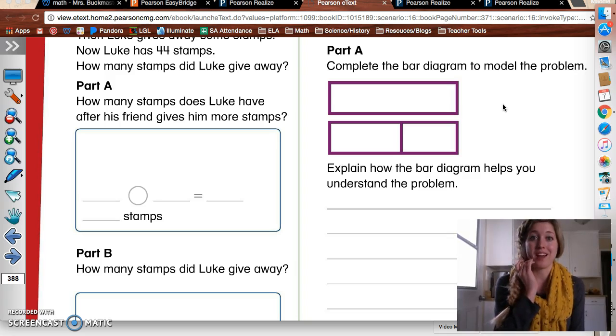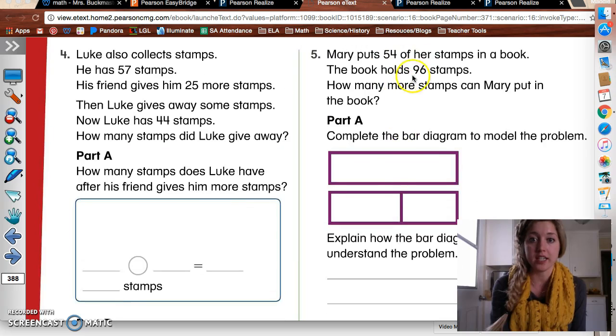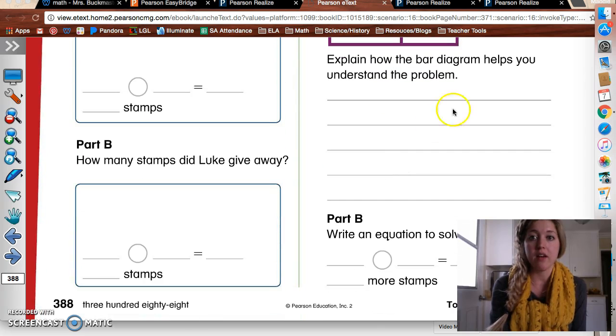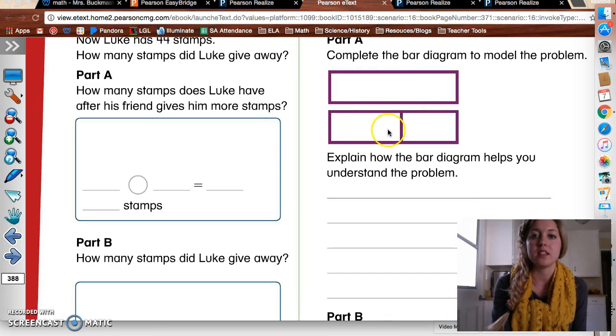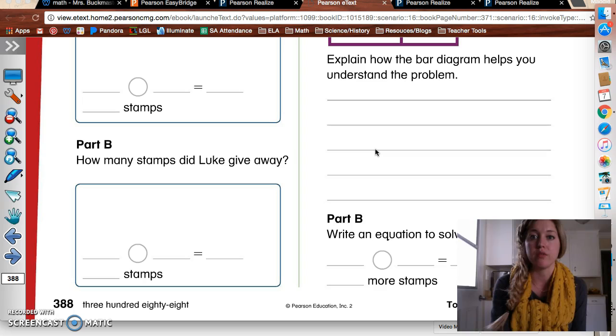This one broke it into part A and part B for you again. Complete the bar diagram to model the problem. So you fill that out using the information here. And then explain how the bar diagram helps you understand the problem. So how does putting it into these pieces help explain and help you understand what the problem is asking you to do and asking you to find?